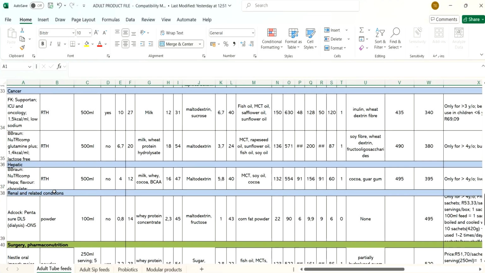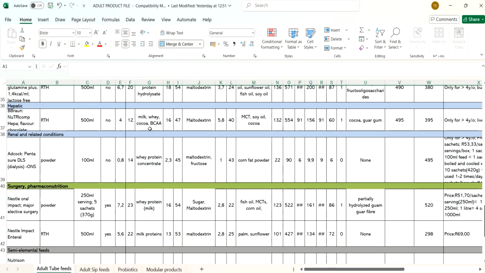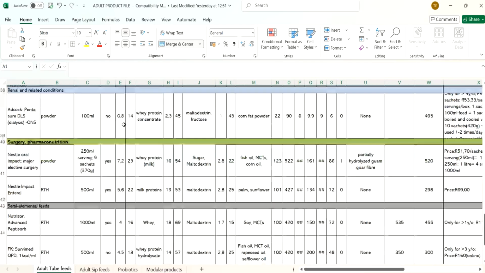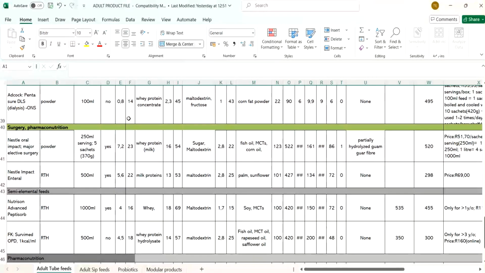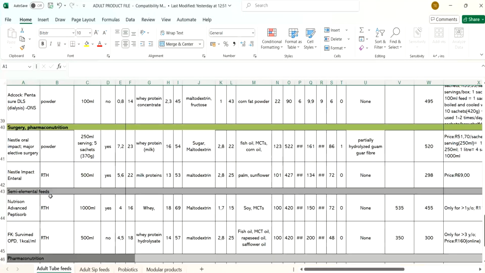Okay, we have hepatic feeds as well that contain branched chain amino acids in them, to ensure the patients get adequate protein, right? Or easily absorbable protein sources, etc. We have ones for renal as well, and ones for surgery as well. That's all of the polymeric feeds that I've covered.